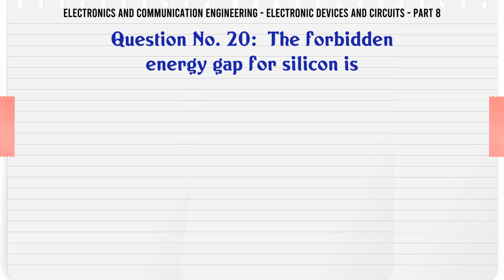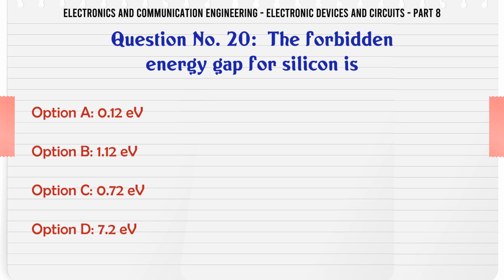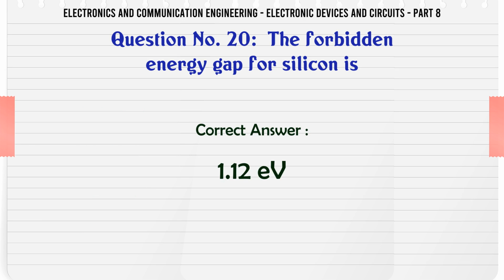The forbidden energy gap for silicon is A. 0.12 eV, B. 1.12 eV, C. 0.72 eV, D. 7.2 eV. The correct answer is 1.12 eV.